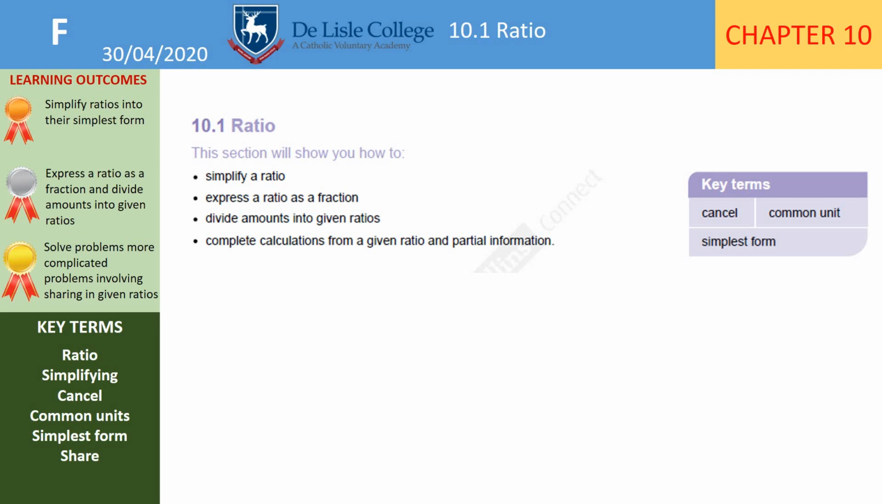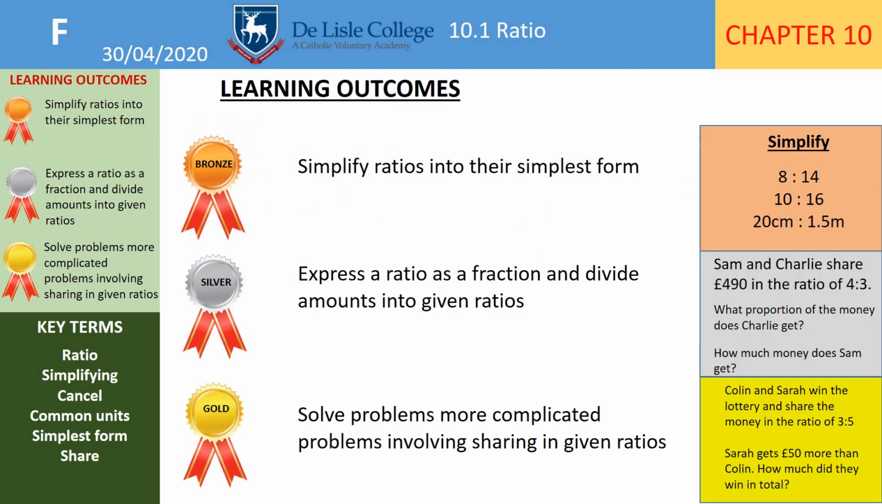Our learning now is about ratio, and these are things we'll be able to do in here. So, simplifying ratios in their simplest form will be our bronze learning, and there's examples on the right as usual. Expressing a ratio as a fraction and divide amounts in given ratios is silver, and then solving problems that are more complicated involving sharing in a given ratio, that's our gold learning, and we'll go through them step by step.